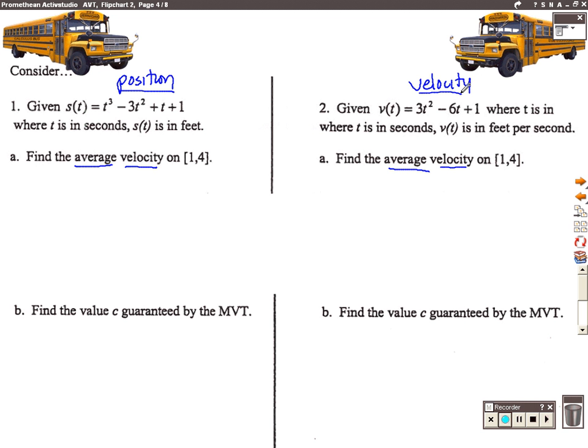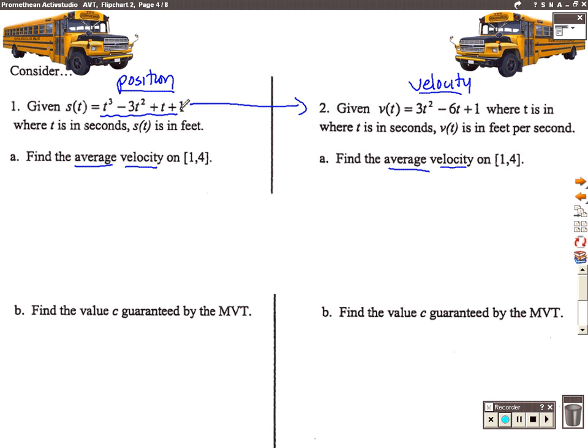Now if you have not noticed this yet, I want you to notice that the derivative of this position function is this velocity function. So these 2 functions are definitely related to each other, because that is the velocity function for this particular position function. Okay, so they are definitely related.